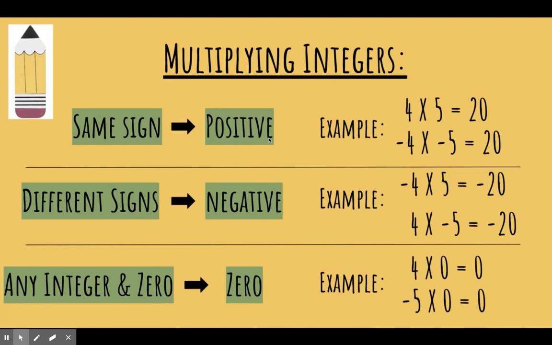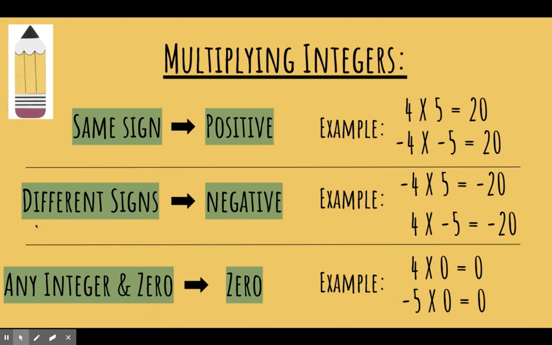I wanted to give you some different numbers for your examples. So 4 times 5 equals 20, a positive number because you have a positive and a positive. Next, we have negative 4 times negative 5. That also equals 20. You have two negatives, so negative times a negative equals a positive.